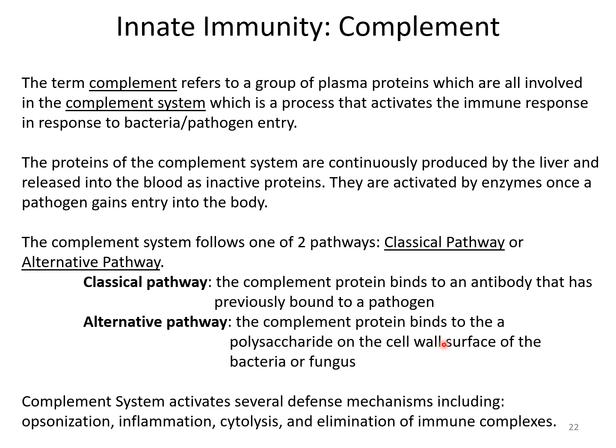Now, in the alternative pathway, the complement protein binds to the polysaccharide on the cell wall surface of the bacteria or fungus. So on the alternative pathway, the complement protein is binding directly to the harmful agent as opposed to binding to the antibody. So the complement system activates several defense mechanisms. We're going to go through each of these: opsonization, inflammation, cytolysis, and elimination of immune complexes are all processes that can happen as a result of complement activation.